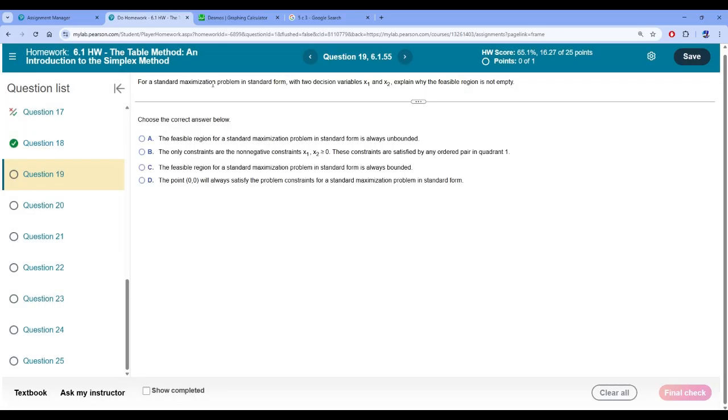Okay, for a standard maximization problem in standard form, with two decision variables, explain why the feasible region is not empty?